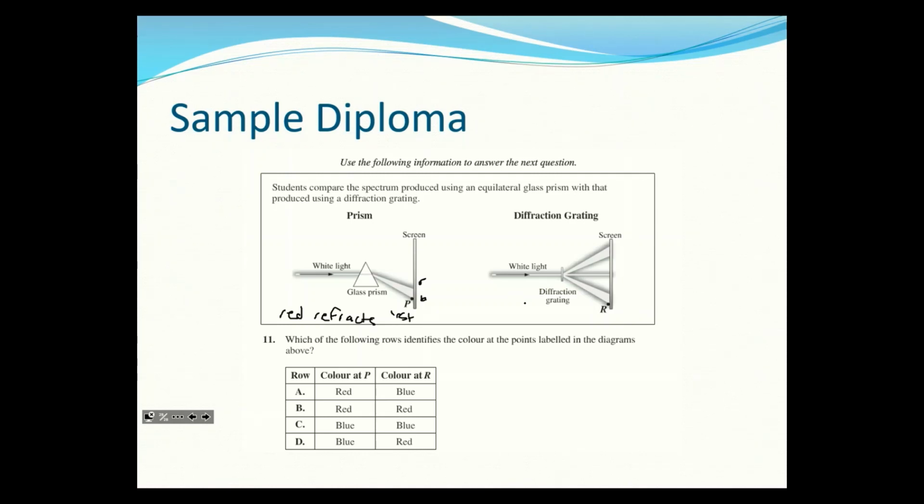And I always remember that diffraction gratings are opposite. So red is going to diffract the best, and blue is going to diffract the least, right? Same thing over here. Red is going to refract the best, blue is going to diffract the worst. So at P, we're going to have blue, and then at R, we're going to have red. So D is the correct answer.